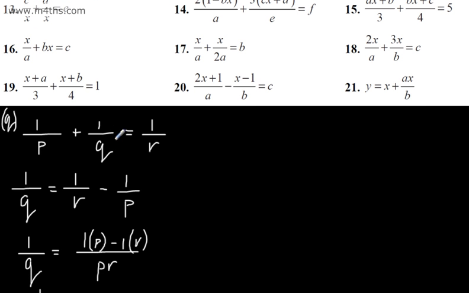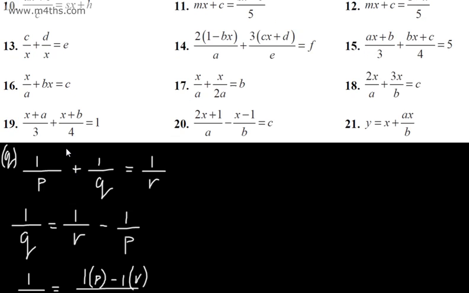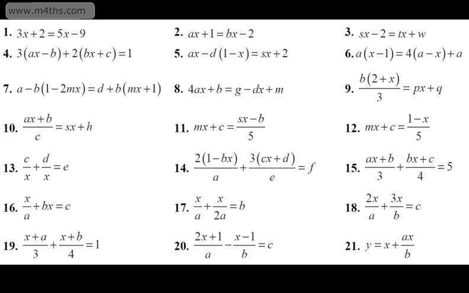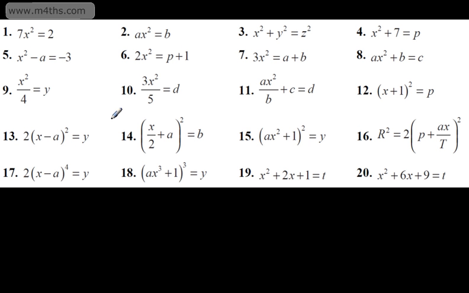So turning this upside down, we've got q over 1 will be equal to pr over p minus r. So q is equal to pr over p minus r, and that gives us what we want. So that's one way of doing those particular ones. Again, if you wanted to make p the subject, you would do exactly the same, but obviously with the slight alteration. Let's see if we've got any more to finish off with.